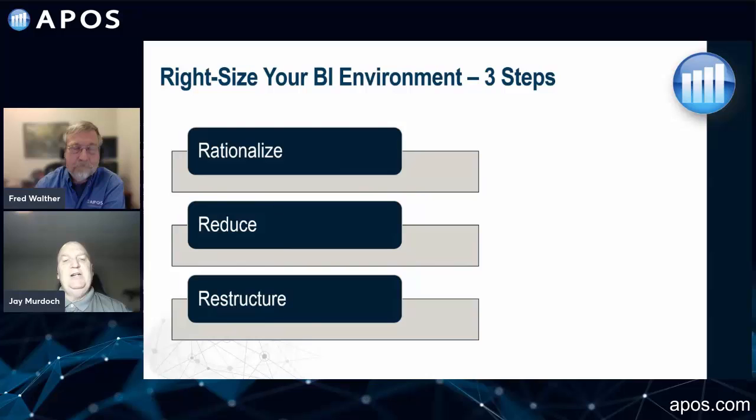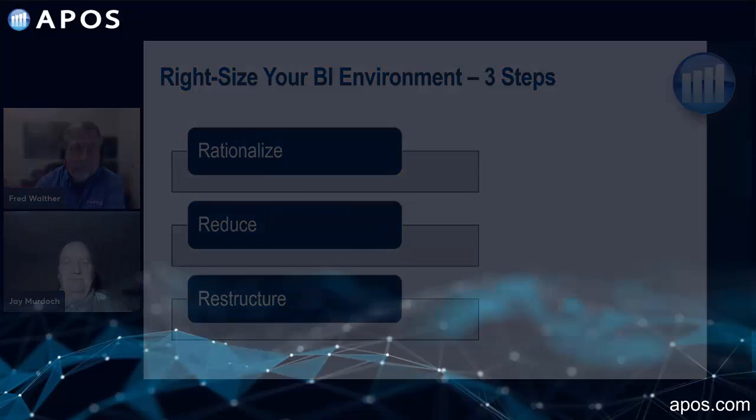First is rationalizing what you have in the environment, things like the content. Then making sure you can reduce it efficiently to get the best return on the investment that you have in BI while maximizing the utilization of your resources. And the third is restructuring. That may be the infrastructure and the licenses, to make sure that you're optimizing your sized environment for your needs.